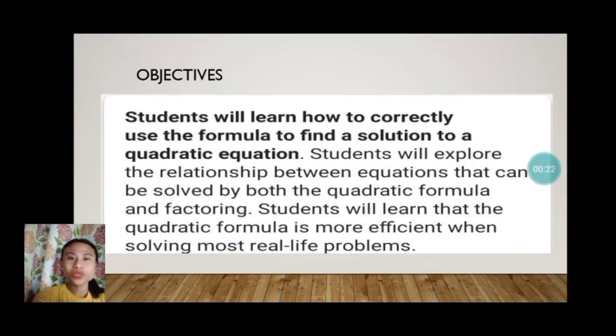Objectives of quadratic equations. Students will learn how to correctly use the formula to find solutions to quadratic equations. Students will explore the relationships between equations that can be solved by both the quadratic formula and factoring. Students will learn that the quadratic formula is more efficient when solving most real-life problems.